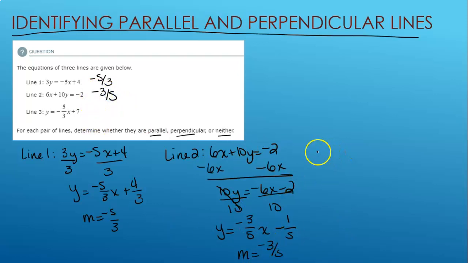For this one, let's see, line 3, y equals negative 5/3 x plus 7. That's already in slope-intercept form, so the slope is just negative 5/3.